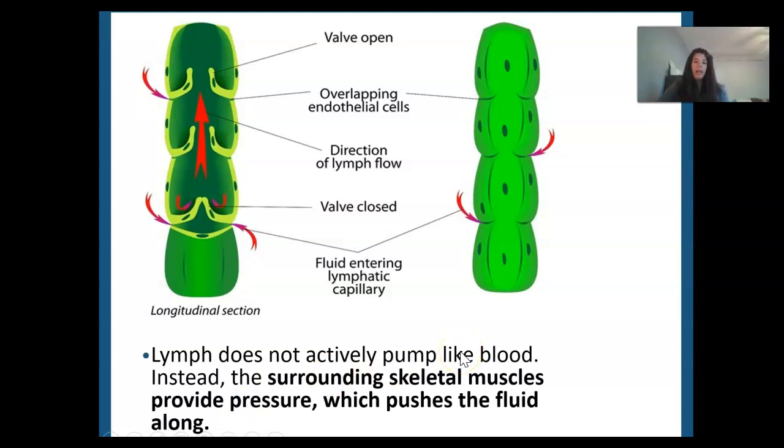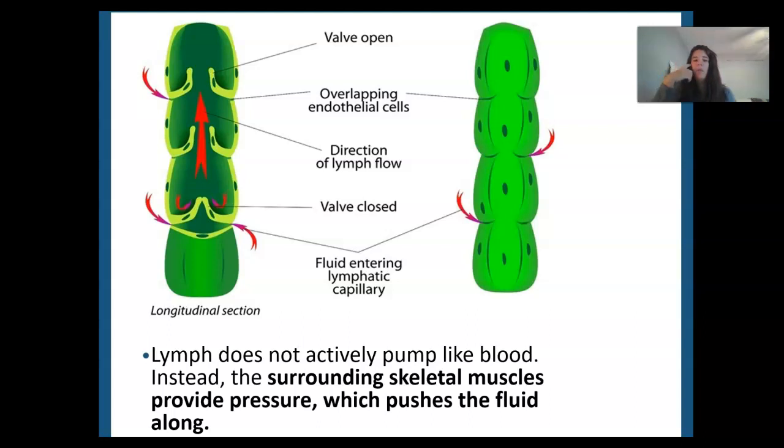So unlike blood, which gets pumped by our bodies, our lymph actually doesn't pump like blood. Instead, basically every time you move, the skeletal muscles are going to put pressure on these capillaries. They're kind of going to squeeze on them. And that pressure is going to push the fluid along the lymph capillaries and the lymph vessels. So there's no pumping mechanism for lymph. It just relies all on our skeletal muscles.